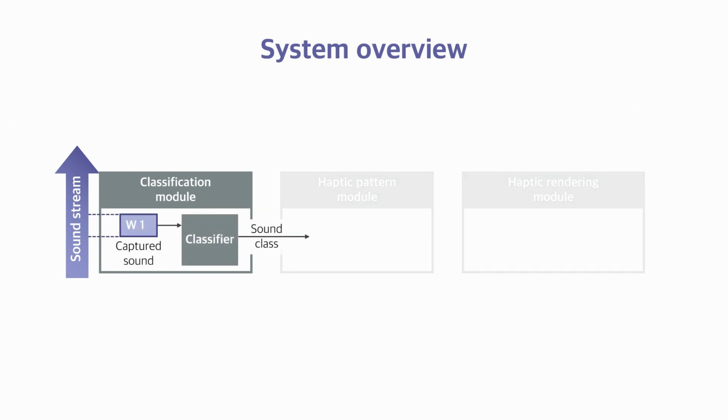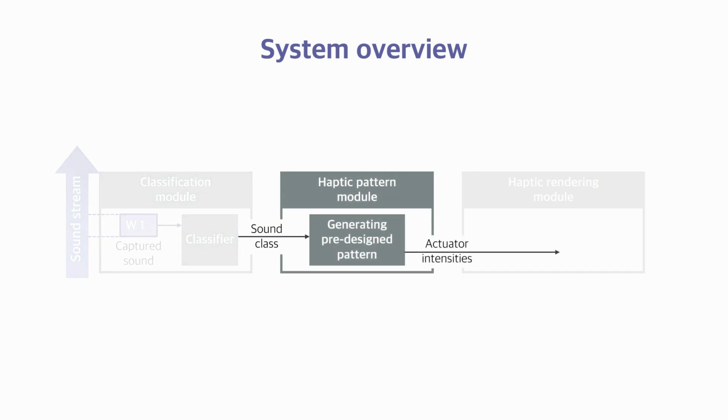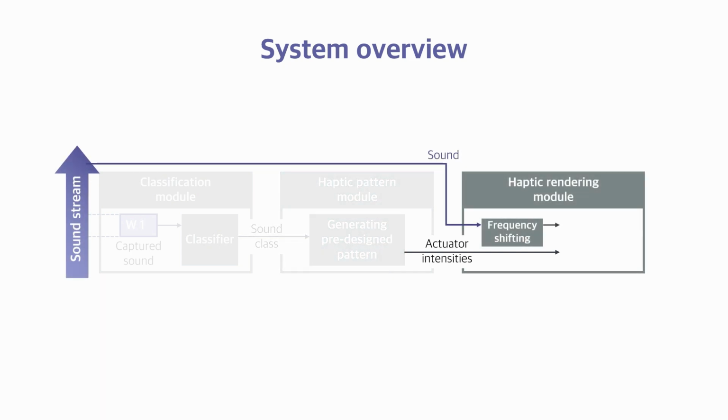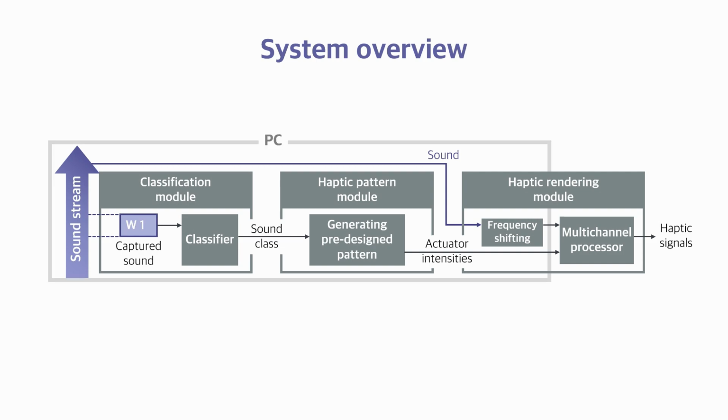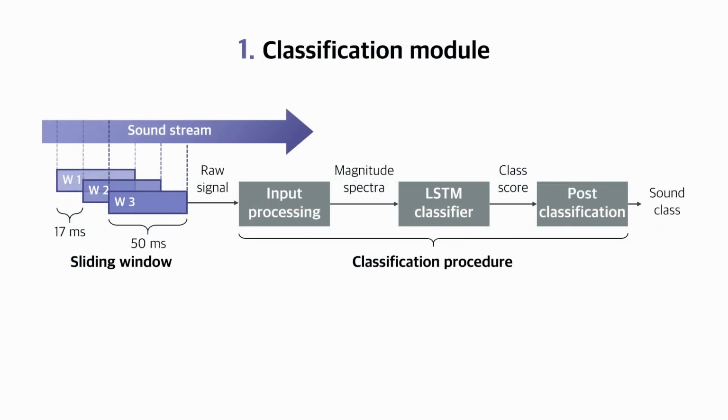There are three main components to our semantic sound-to-haptic conversion system. First, the classification module captures the sound stream using a sliding window technique and classifies what the sound means. Based on this, the haptic pattern module pulls up pre-designed vibration patterns tailored to specific events. Finally, the haptic rendering module combines the processed sound signal with the intensity patterns to create actual haptic signals, which are then distributed to each actuator. Most of the processing happens on the PC, but the part where the sound signal is combined with the intensity pattern and distributed is handled by an external audio processor board. Now, let's dive into each module.